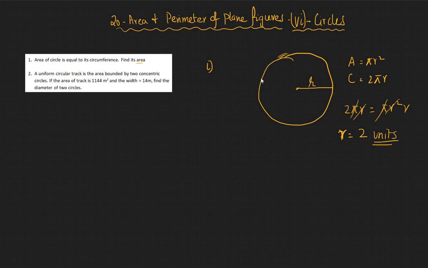The questioner is asking to find its area. So your area would be pi r squared, that is 3.14 into 2 squared, which is 12.56 units squared, or you can write it as square units. That's also fine, but it's very important to write your units for any question.